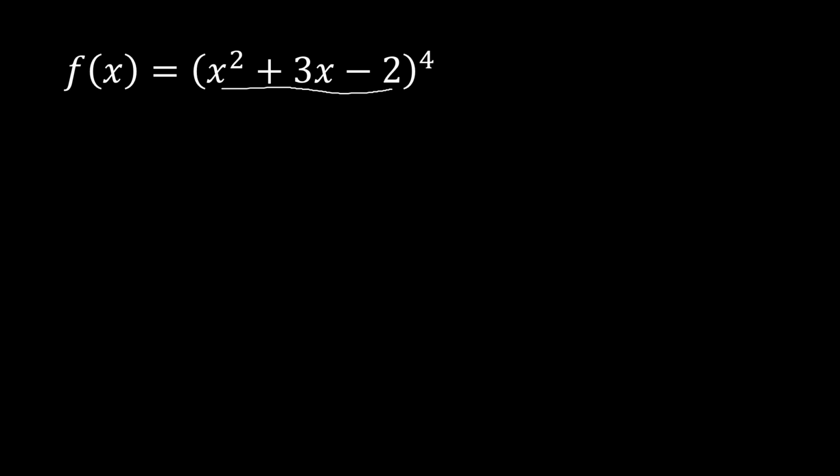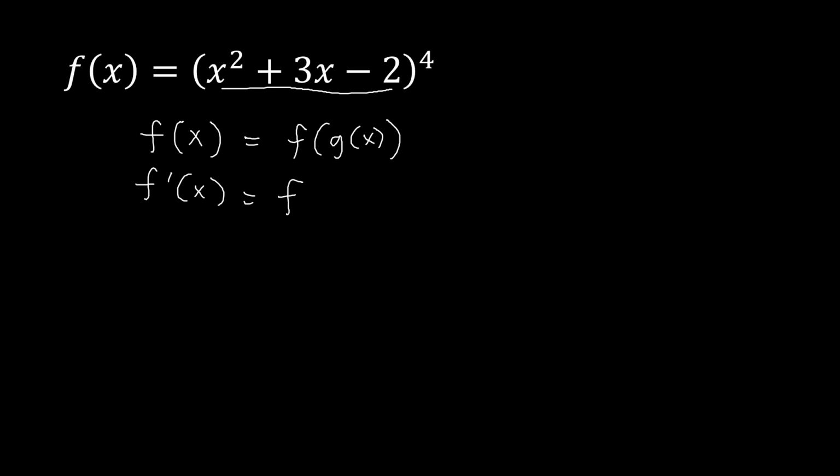Using the chain rule would mean that once we have an f of x and our f of x is in the format of f of g of x, which means we have another function inside one function, we can get the derivative of that by simply getting the derivative of the outer function times the derivative of the inner function. So let's start with this example.